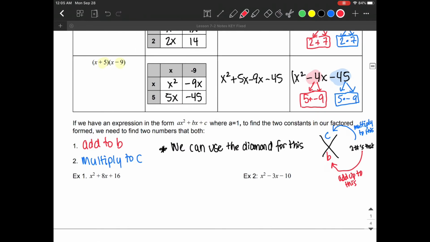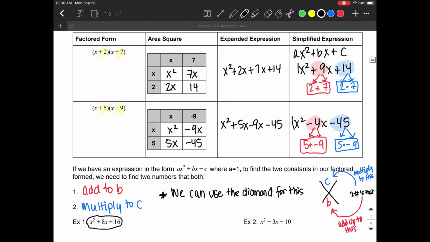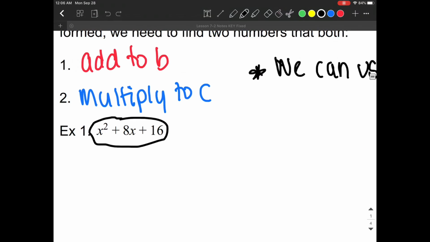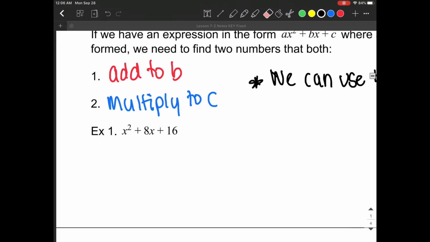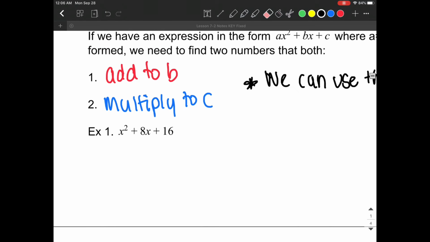All right, so let's try an example. We're going to go from the simplified form back to the factored form. We have x squared plus 8x plus 16. We need to find two numbers that add up to b and multiply to c, and those go directly into the factored form. We're going to use our diamond to get there.